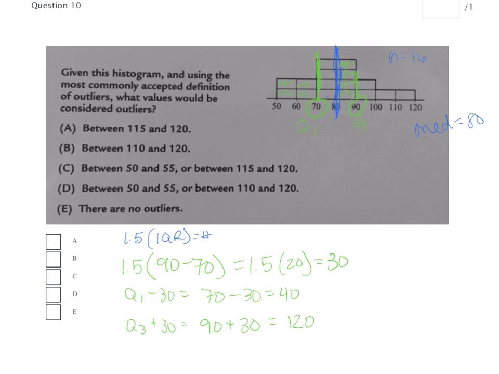So now it says, what values would be considered outliers? Between 115 and 120? No, that's not it. So what I need is any number that's above 120. So it's not there, it's not that, not these, not these. So it's E. There are no outliers because I don't have anything that's above 120.